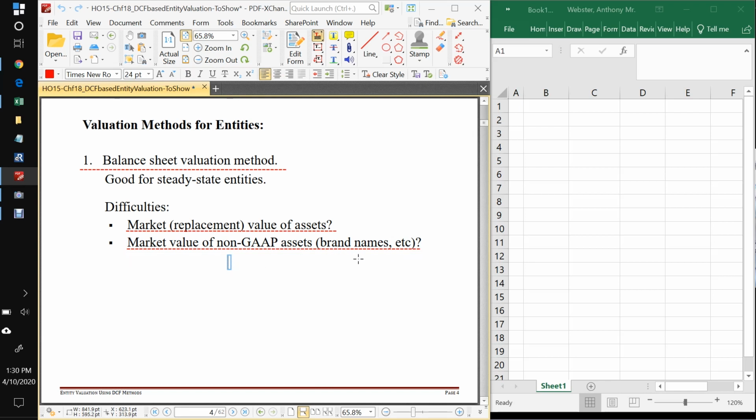Things like brand names. What would the Apple brand sell for if Apple sold itself to Lenovo? I don't know. If we asked everyone in the class, we'd get different answers, and we'd probably want to take an average and look at the standard deviation and stuff like that. So the balance sheet valuation method is difficult.